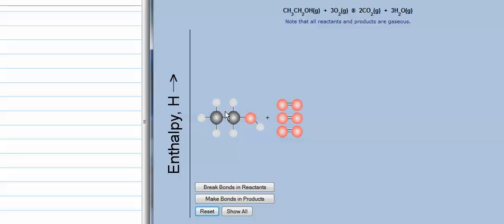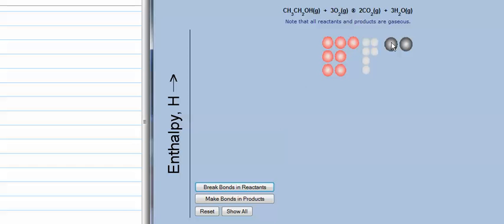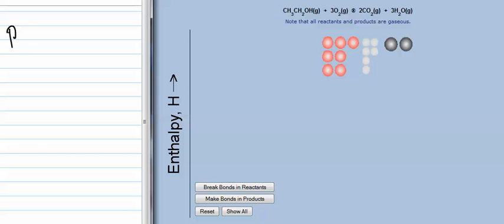Notice what happens. These particles are at this level, and then look at how high up the particles are here. So that reinforces the idea that breaking bonds is endothermic, because you have to put in energy to get it to happen.